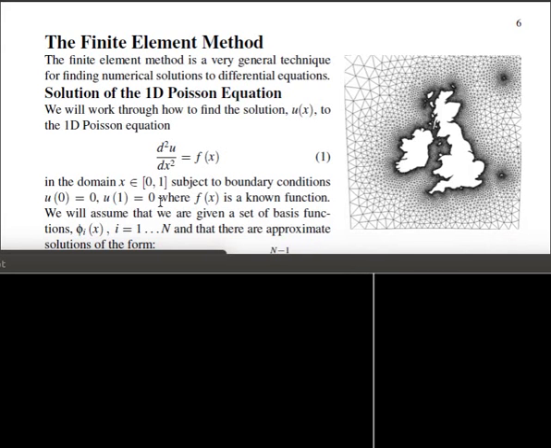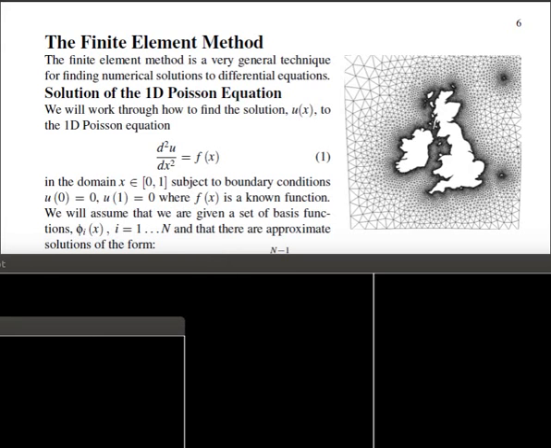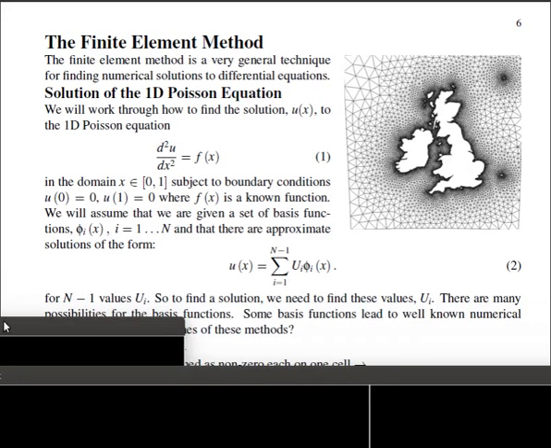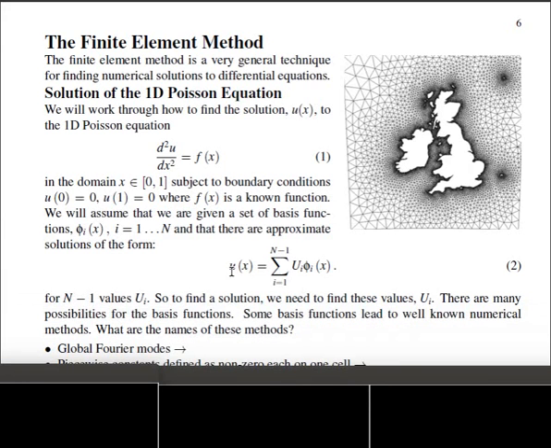And we will assume that we're given a set of basis functions called phi I. We've got n of those, and we want to find solutions of the form a sum of these basis functions. So I've got these constants big U, so a sum of these basis functions will give us our approximate solution. So the task is to find what these values big U are.